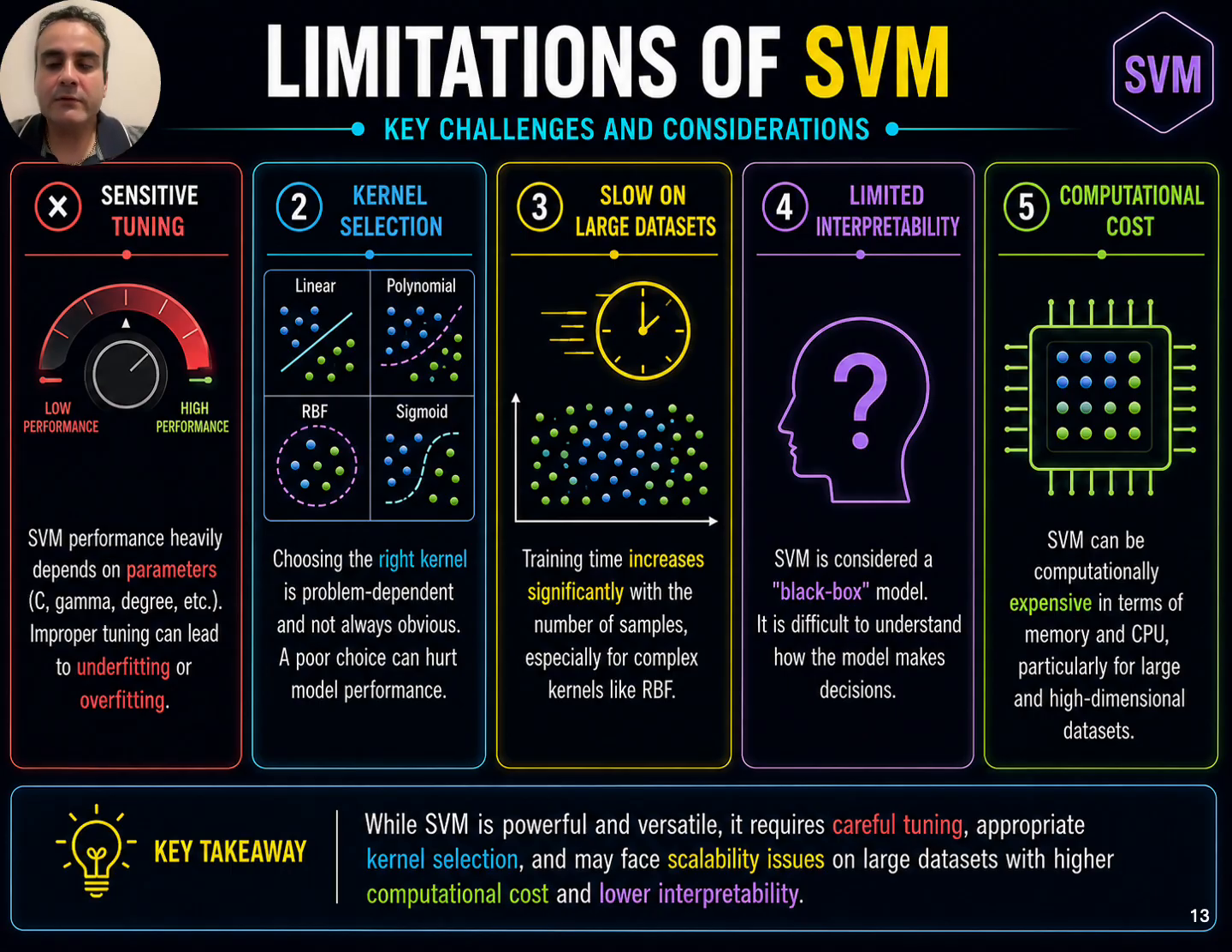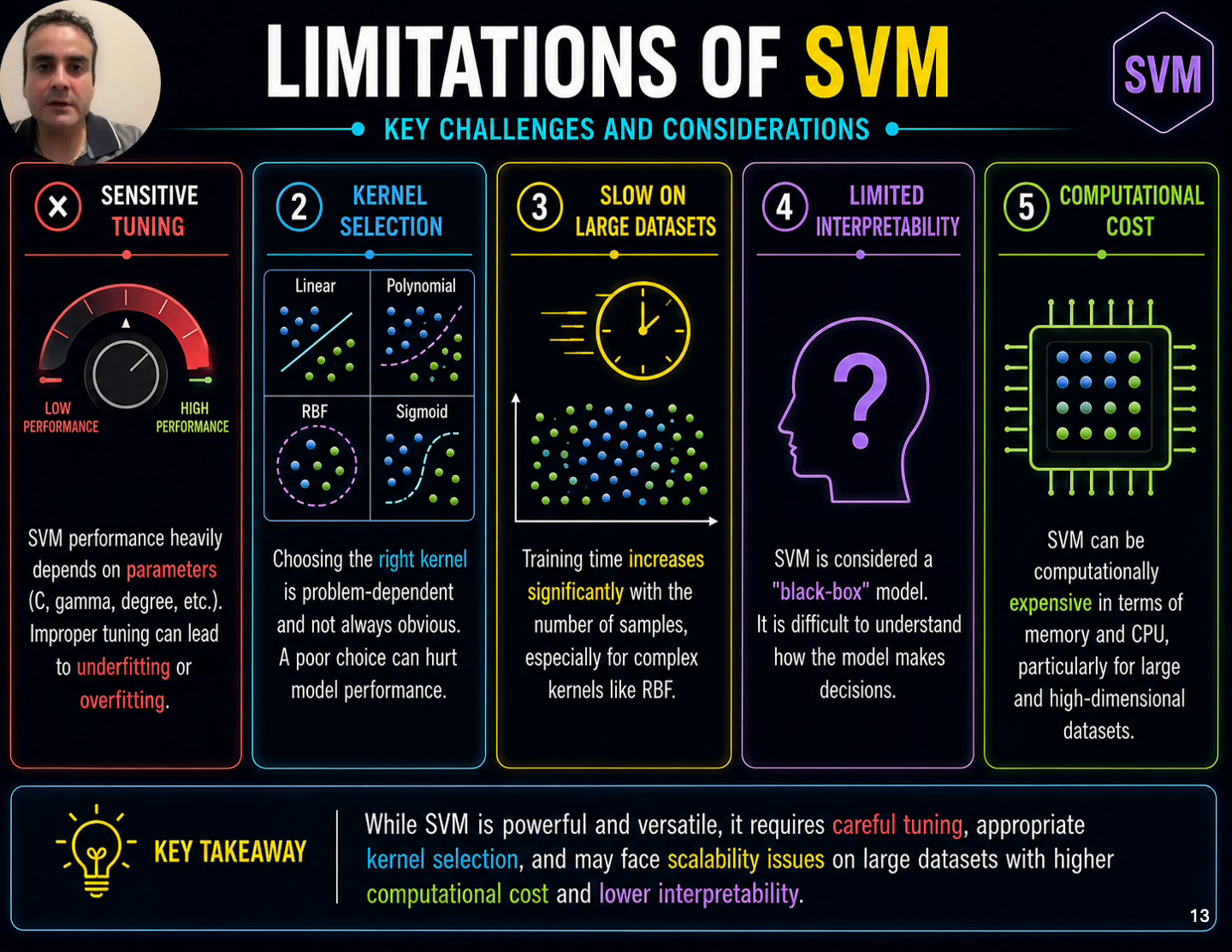Although SVM is a powerful algorithm, it is not without limitations. One challenge is that model performance depends heavily on hyperparameter tuning. Parameters such as C, gamma, and kernel type must be selected carefully to achieve optimal performance. Another limitation is kernel selection. Different kernels produce different decision boundaries, and determining the most appropriate kernel is often problem specific. Poor kernel selection can significantly reduce predictive accuracy.